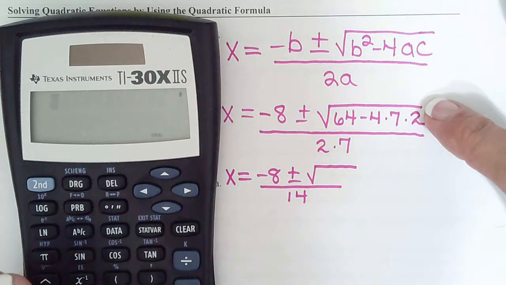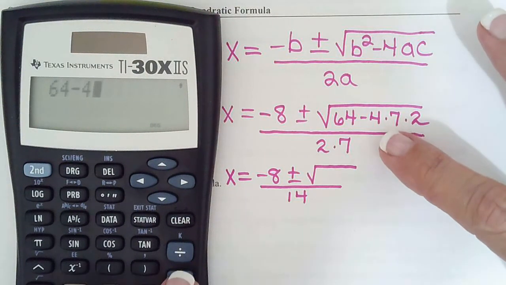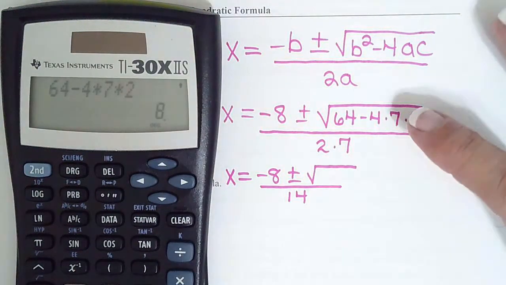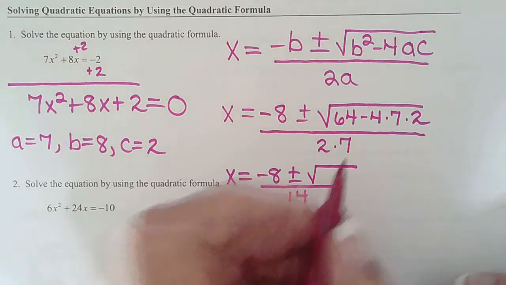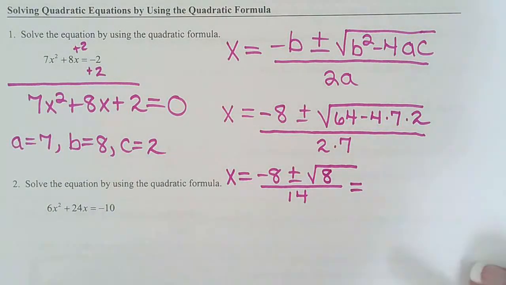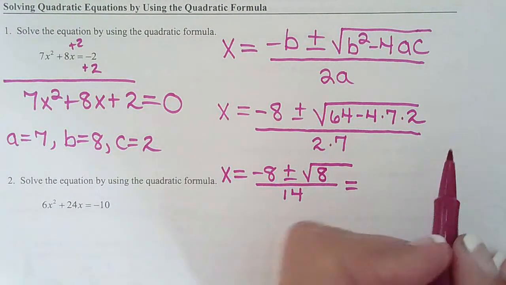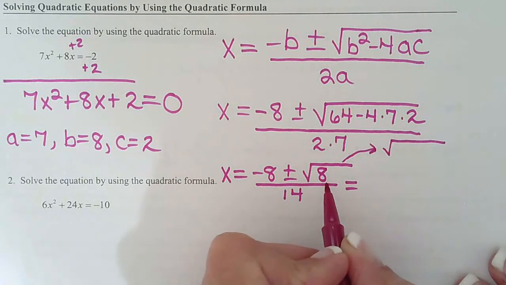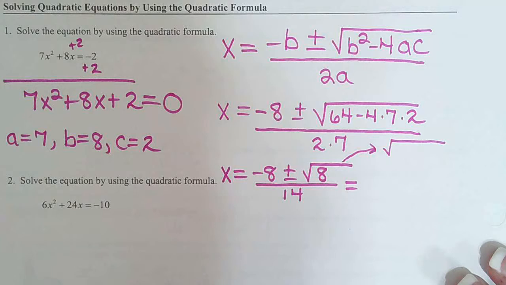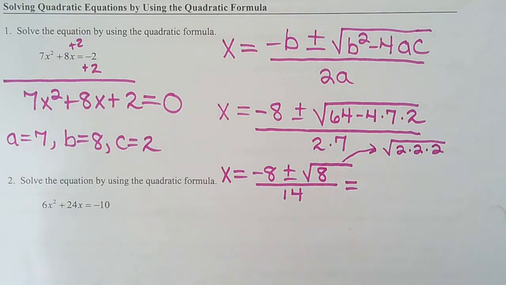So we have 64 minus 4 times 7 times 2, and that is 8. Ooh, gotta like that for easy, huh? So now this is where the last chapter comes into play. We have to know how to simplify a radical. So if you remember, 8 is 3 2s. I'm just going to put it up here so we don't take up any more room. So 2 times 2 is 4, times 2 is 8. So 2 times 2 times 2, which means it's going to come out as 2 rad 2.